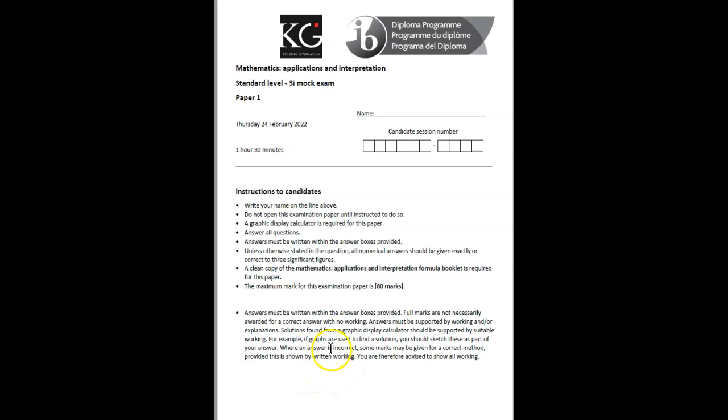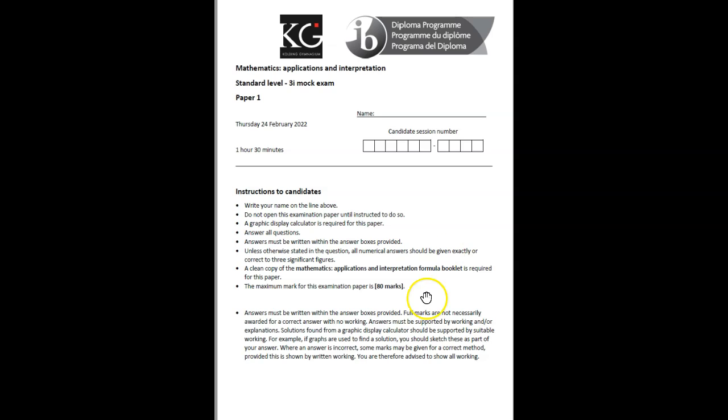And then if an answer is incorrect, some marks may be given, not always. That depends on the question. There are specific mark schemes to show how to give marks for each question. But some marks may be given for a correct method, if this is shown by written working. So even though you get an incorrect answer, you might get some marks because you were on the right track. Because of that, students are advised to show all working. Okay, this is paper 1. So that's like the assignments we made, where you have room to answer it.